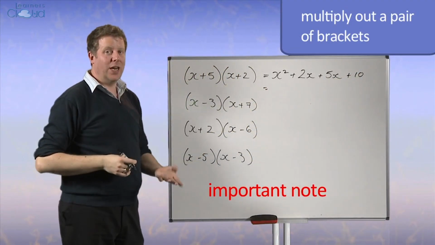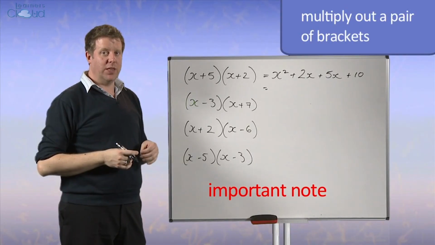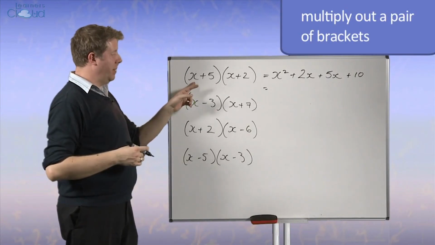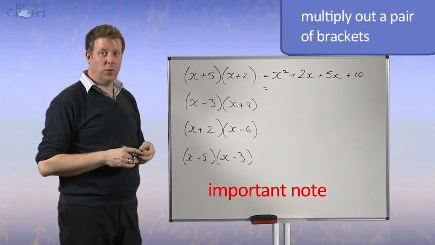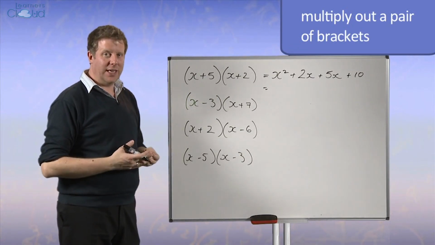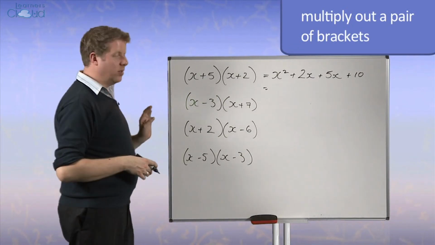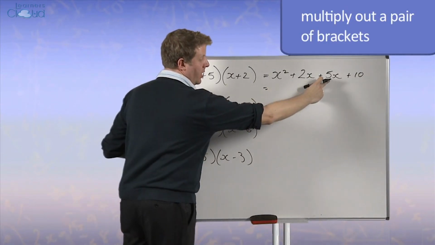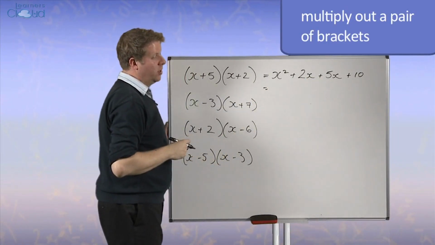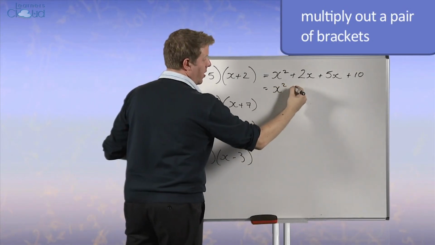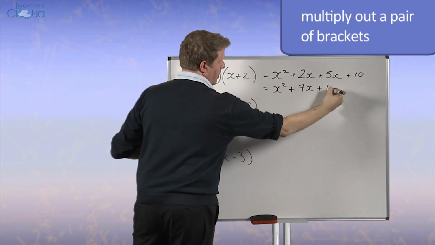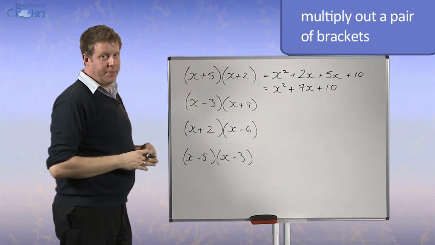Remember, you should always end up with 4 terms after you've multiplied them out, because every term in here needs to be multiplied by every term in there, which is why we end up with 4 terms. Then we can collect them together and we'll end up with our final answer. The only terms we can collect, remember, are like terms, so 2x plus 5x will give us 7x, so our final answer would be x squared plus 7x plus 10.